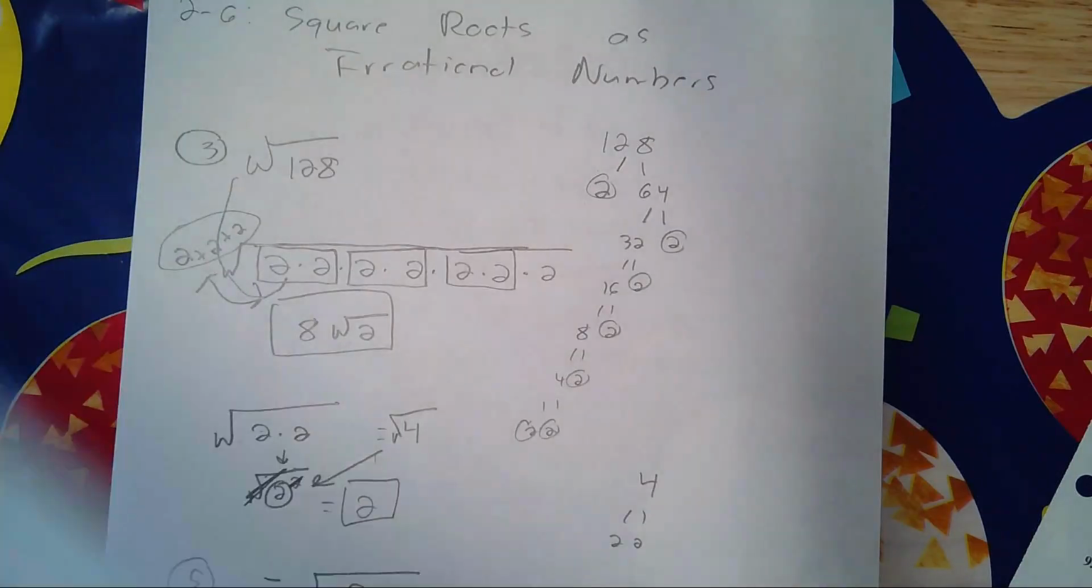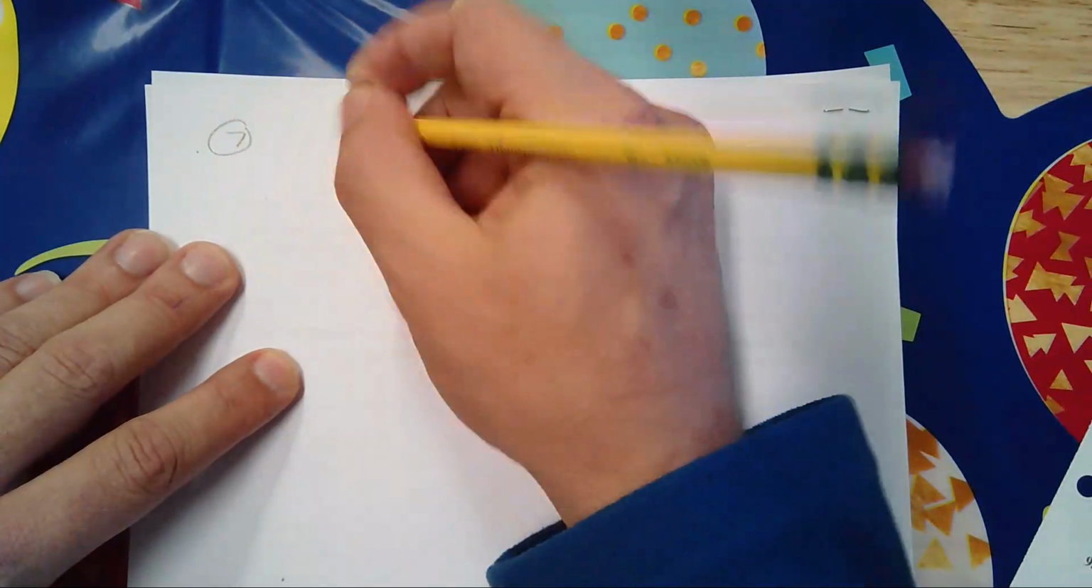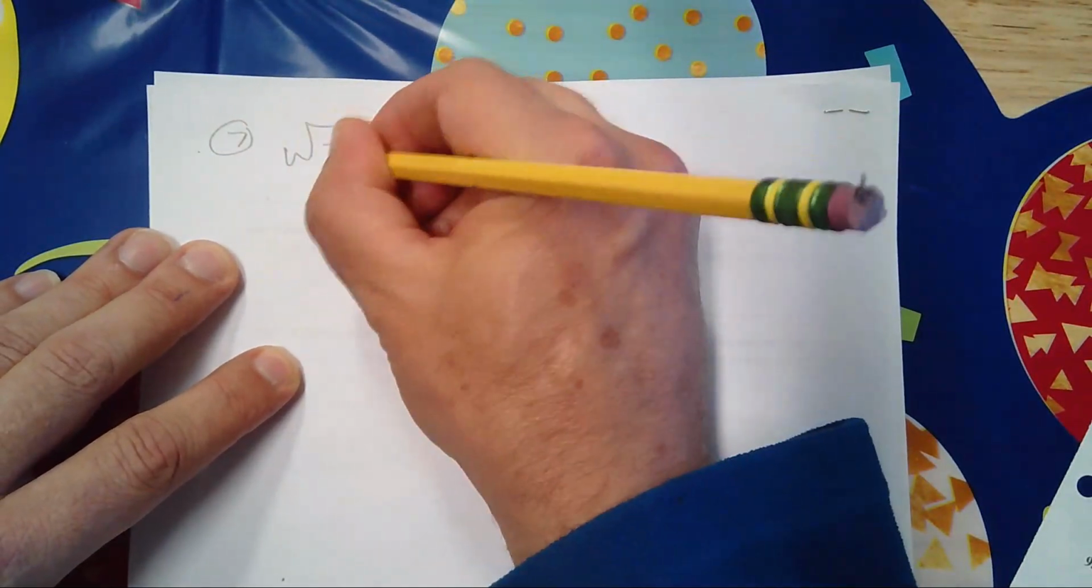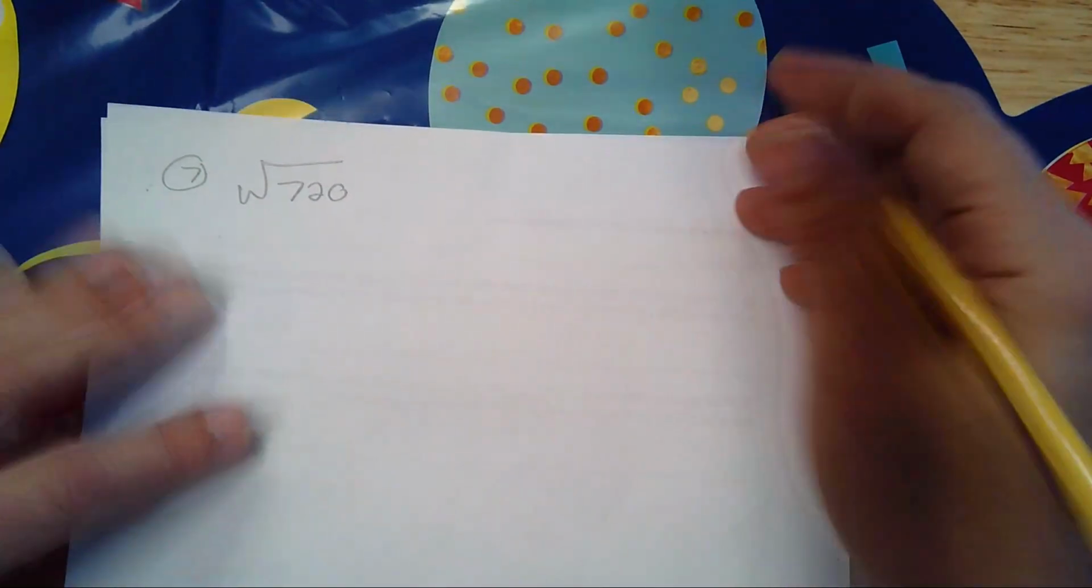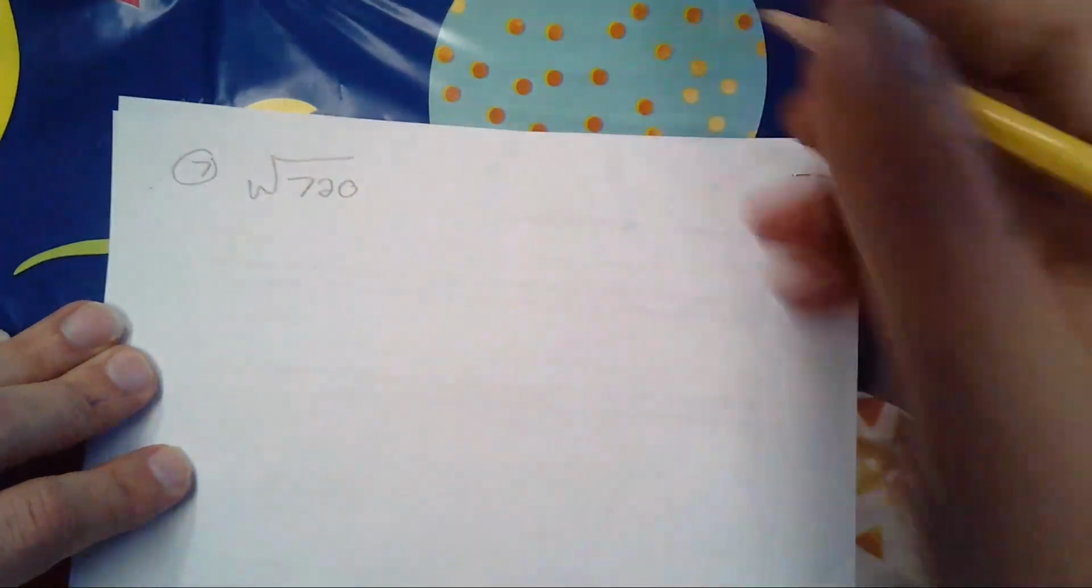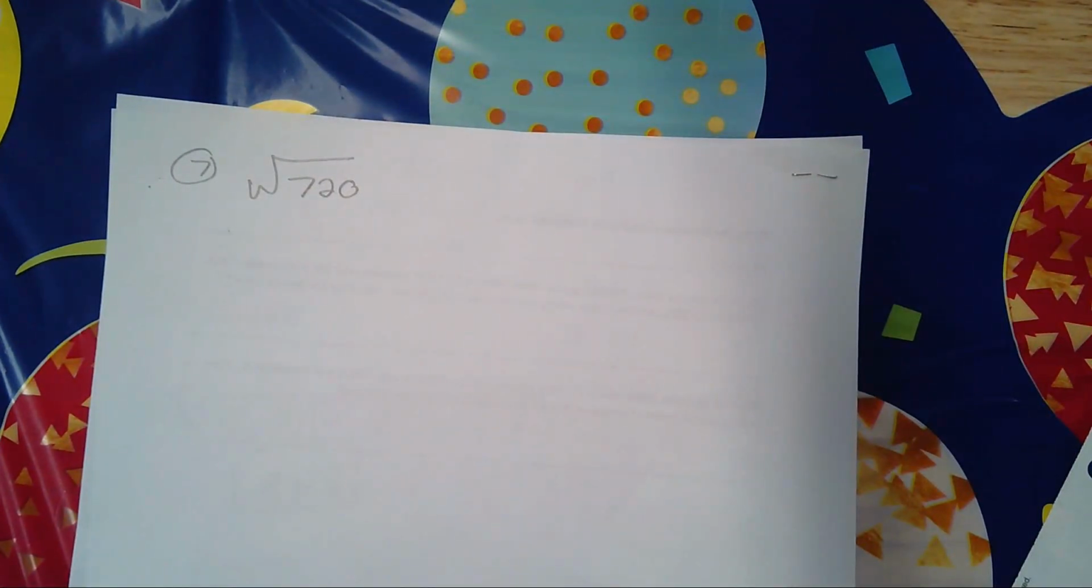So why don't we try number 7? You can do 6 homework 7 right now. So root 720.